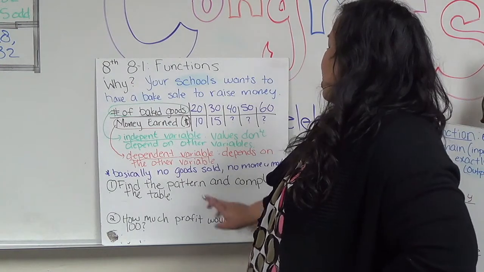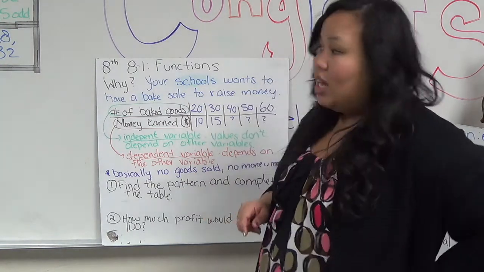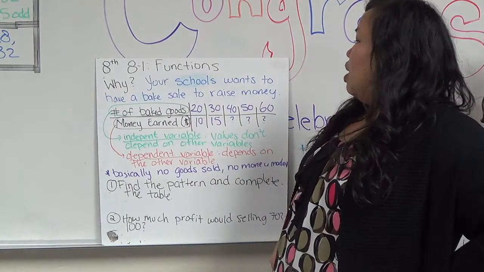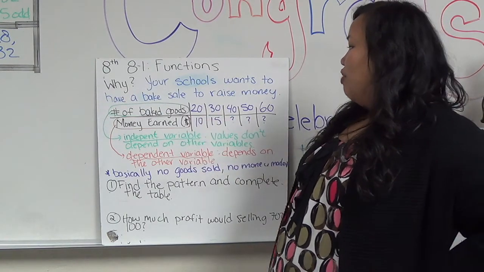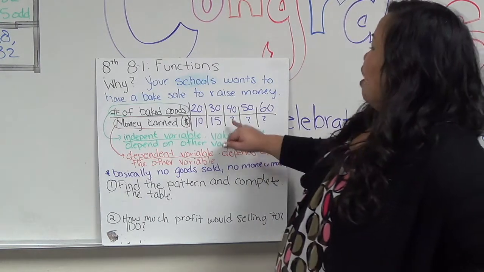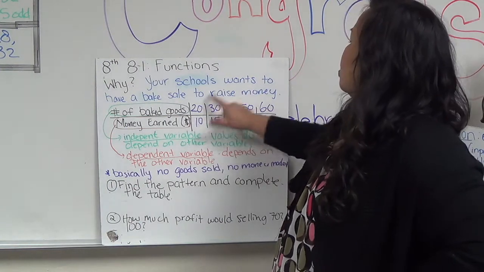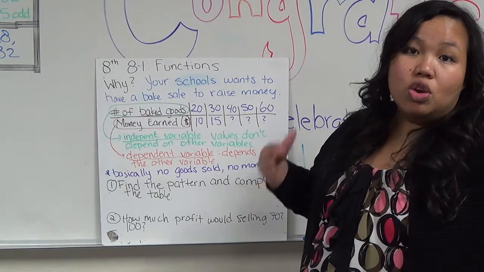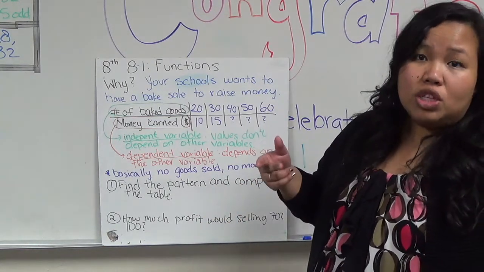So the first one is asking us to find the pattern and complete the table. Now, it would be easier for us to say that I would make a $5 increase for every 10. But if I sell 20 baked goods and I get $10 profit, that doesn't go by fives. Okay? So I could add 5, but I don't want to focus on this pattern and then this pattern, like this is going by 10s and this is going by 5s. There are certain tables where you're going to do that, but what I want you to do is focus on the relation between the two.